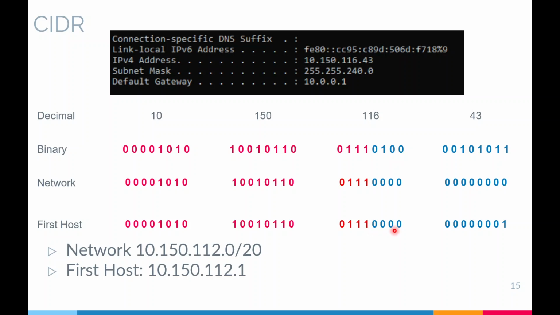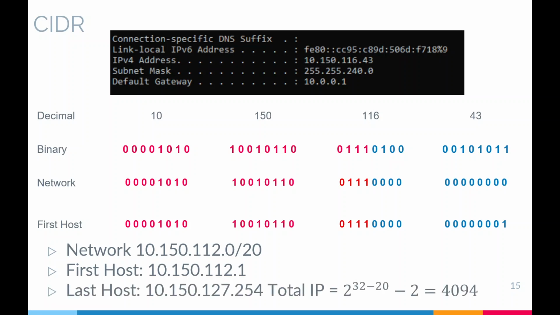Now, if you happen to calculate the last host, it's pretty simple. You keep the host values as 1 everywhere, with an exception that this last value has to be made 0. So all of these values become binary ones, and the last digit of the fourth octet is kept as 0. So this calculates to 10.150.127.254.